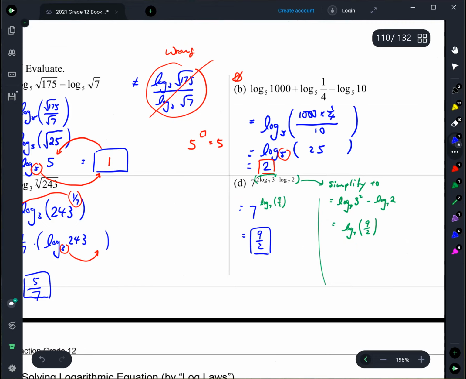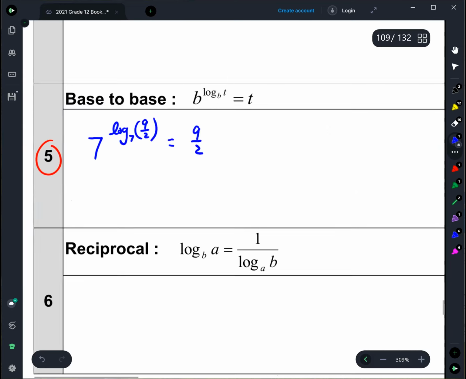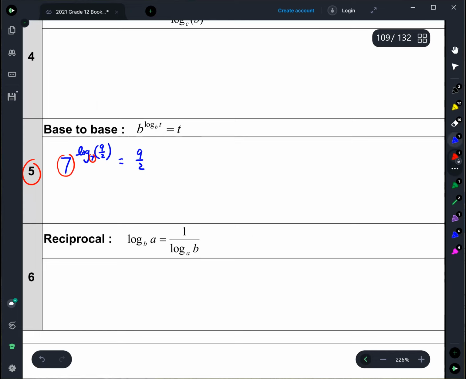So with the help of the law, we don't have to deal with this complicated form, right? Whenever the bases are the same, then it just equals to whatever goes in the bracket. So this, I call it a base to base. You have base of 7 to the exponent of log base of 7 again. Okay, so why does it work, right? How come it can simplify to that? Okay, so let's go over where the law comes from.